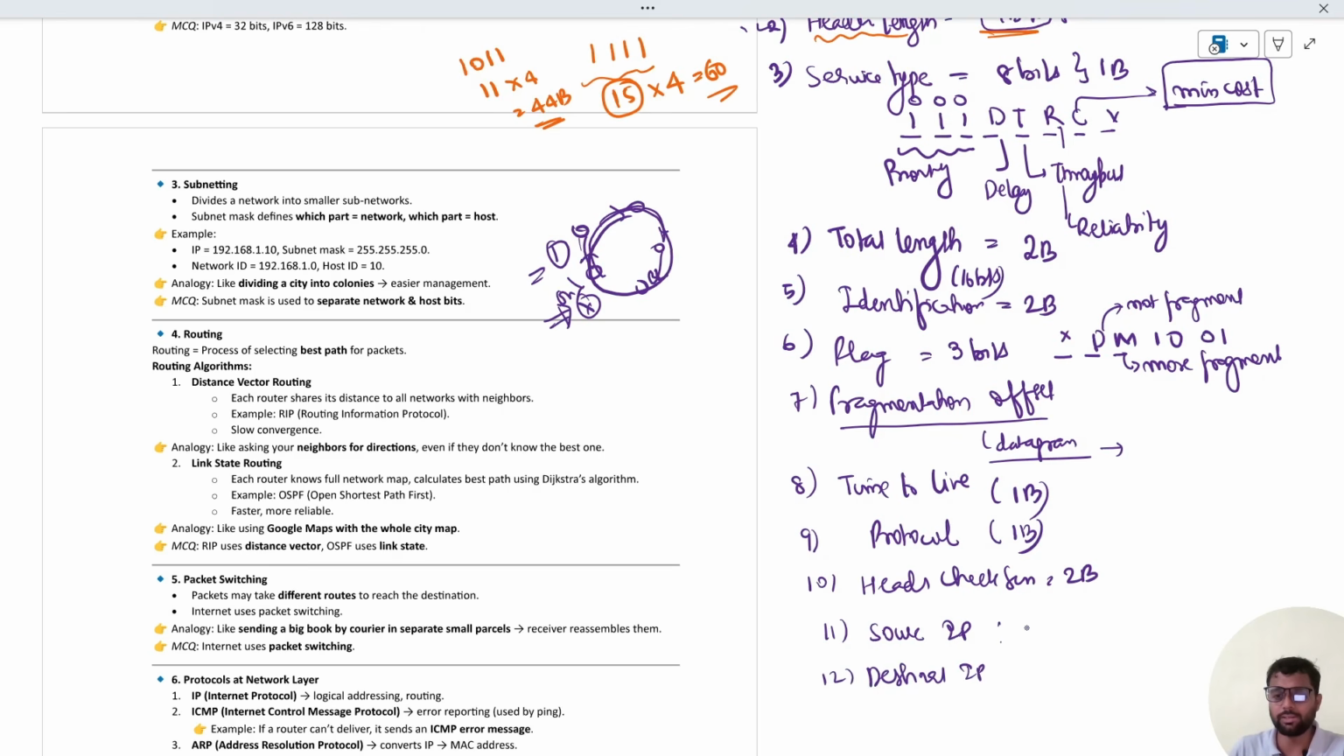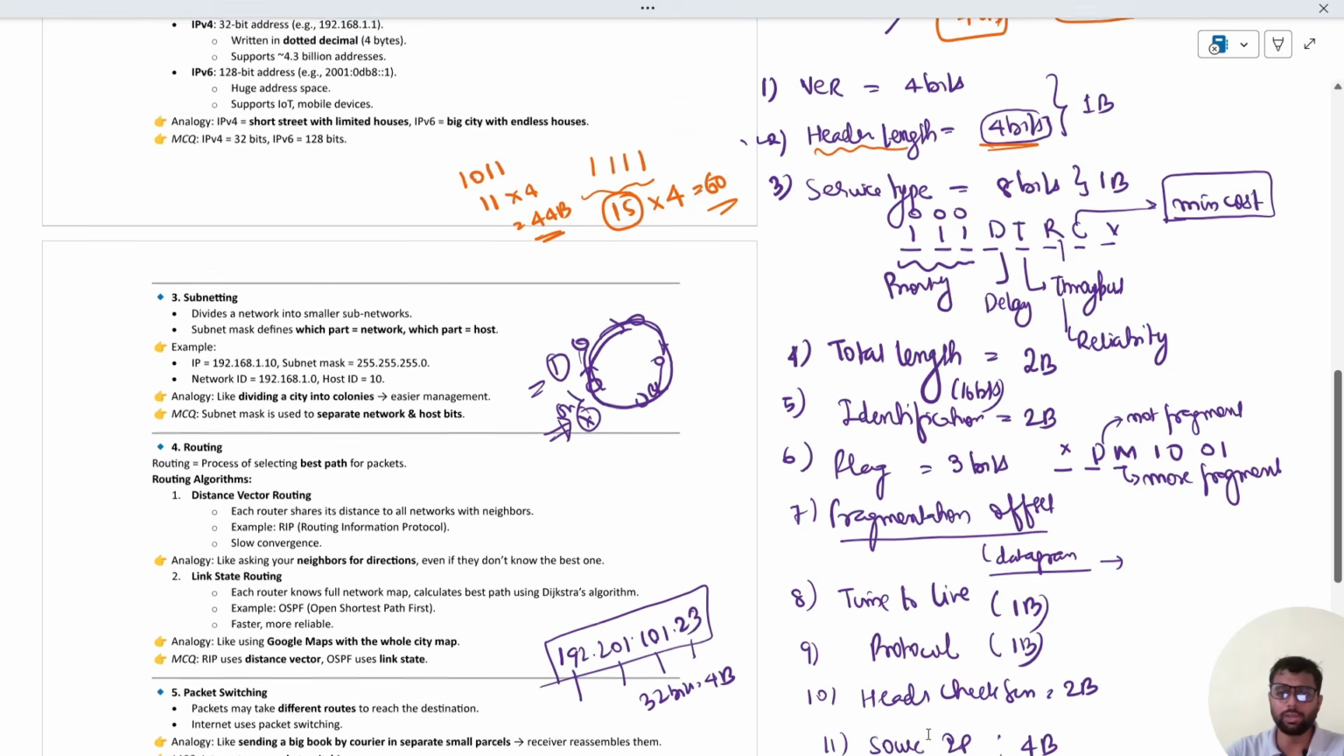And how much is this length? This length is 4 byte each. You might have heard an IP address like 192.201.101.23. This is the IP address. So this is represented as 8 bits, 8 bits, 8 bits, 8 bits. Total 32 bits or 4 byte.